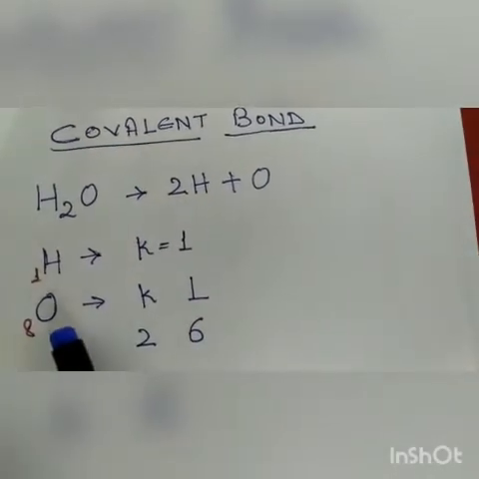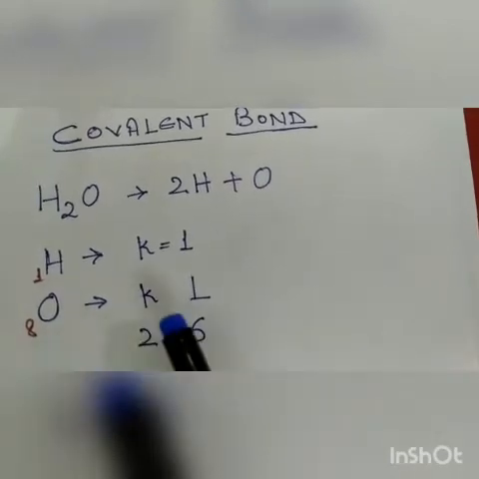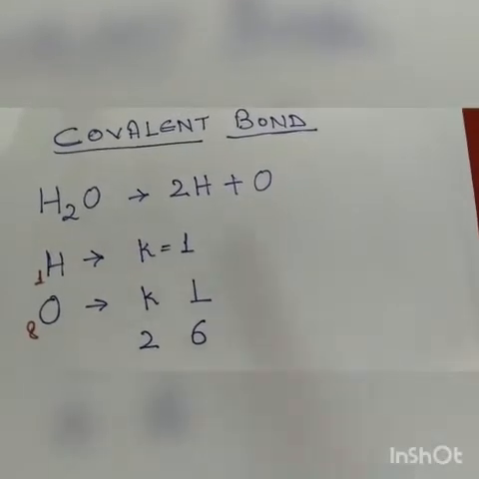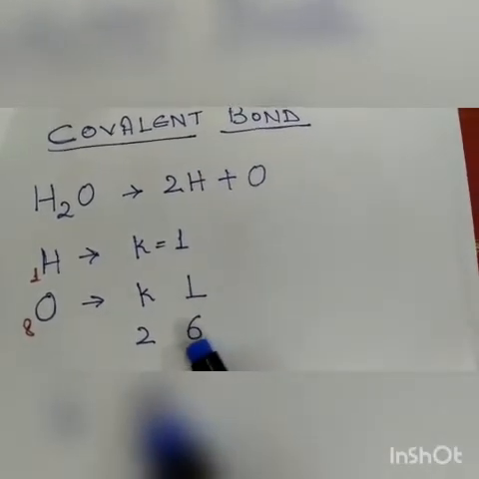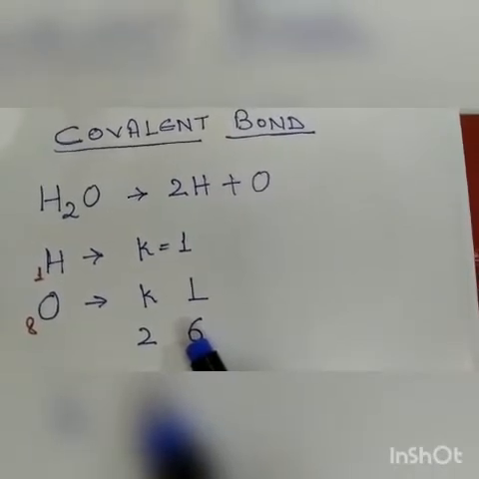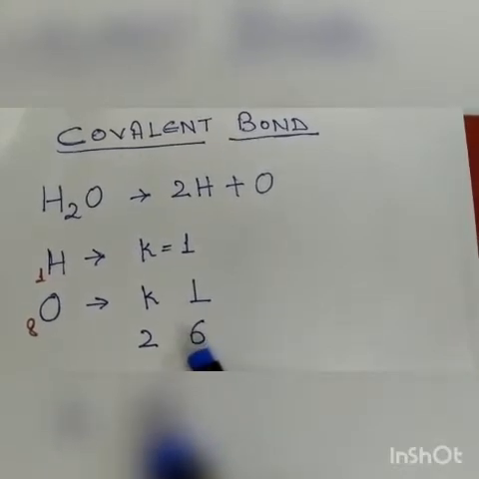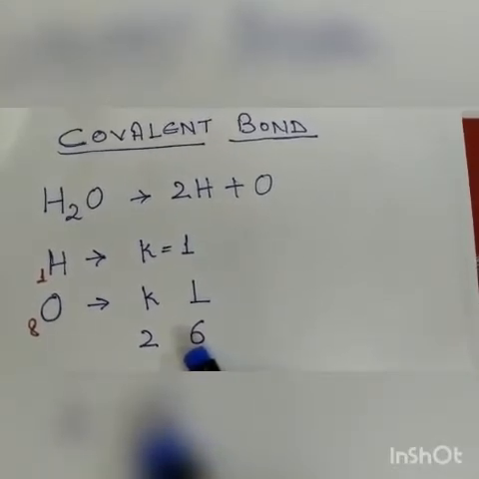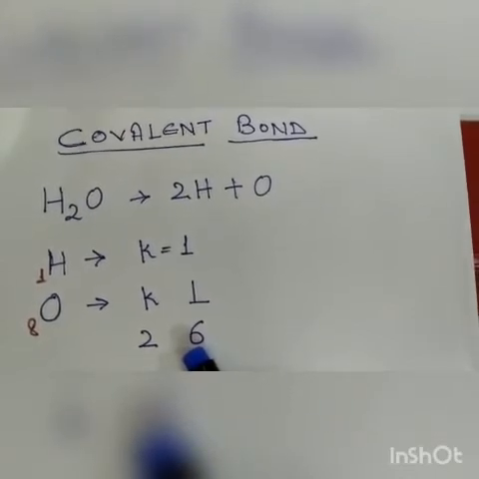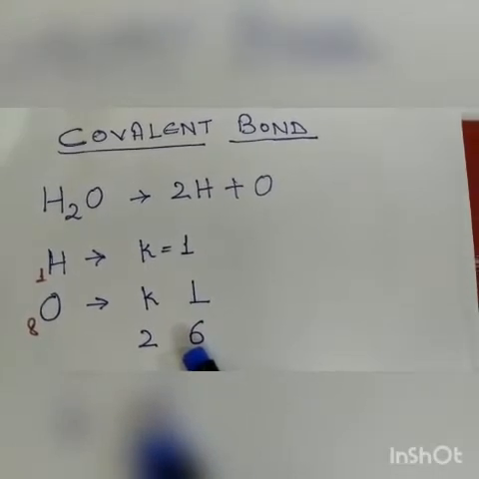Now this is oxygen. Oxygen atomic number is 8 and the electronic configuration is in K shell it has 2 electrons and in L shell it has 6 electrons, or it has 6 valence electrons. Because what are valence electrons? The electrons which are present in the last shell. Now this is unstable because it needs 2 electrons to complete its second shell, because in the second shell there are 8 electrons. So what does it do?